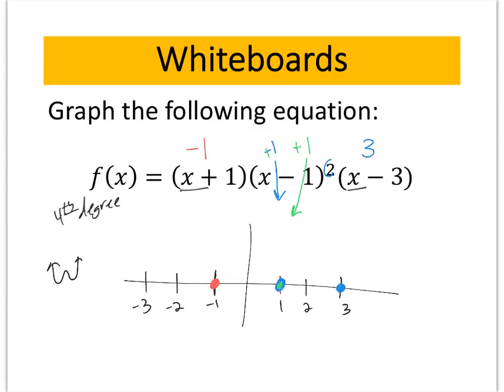Remember that 4th degree looking shape. But instead, at this spot, it's not going to go through, it's just going to touch. So we're going to go 1. Instead of going through, it's just going to touch. It's going to come back down and then go back through. And that spot is because of this power of 2 there. So it's that double root at that one spot.